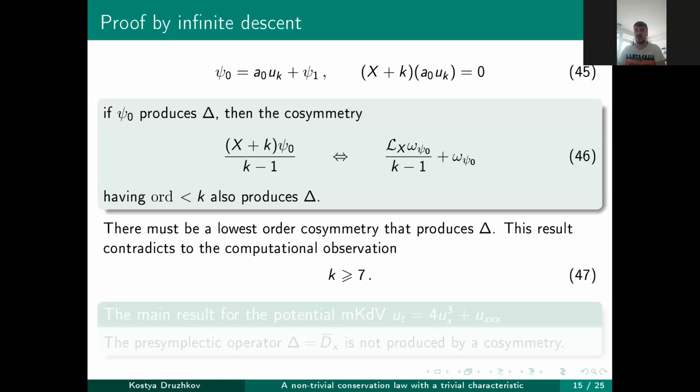But there must be a lowest order cosymmetry psi 0 that produces delta, and its order must be at least 7, the order of the lowest order cosymmetry that produces delta, because I do not imply that such a cosymmetry is unique. There must be a lowest order cosymmetry that produces delta, and this result contradicts the computational observation that k is at least, right?